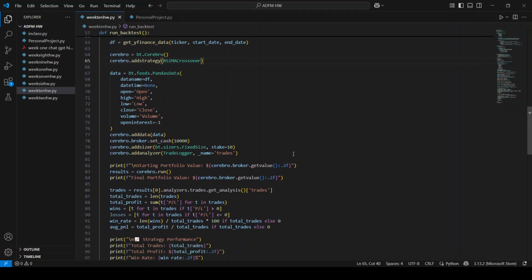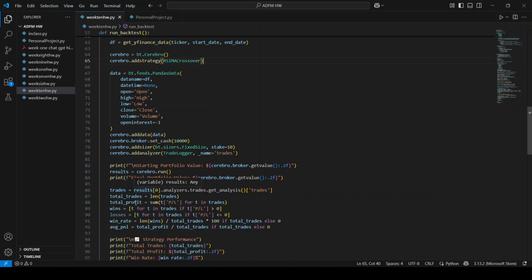Going down to 78, the Cerebro broker. We're setting our starting capital at $10,000. Then Cerebro adds the sizer, the trading size, at 10 shares per trade. Here we'll be printing out, when we run it, the starting portfolio value and then our final portfolio value. On lines 86 through 92, we're printing out our trade summary.